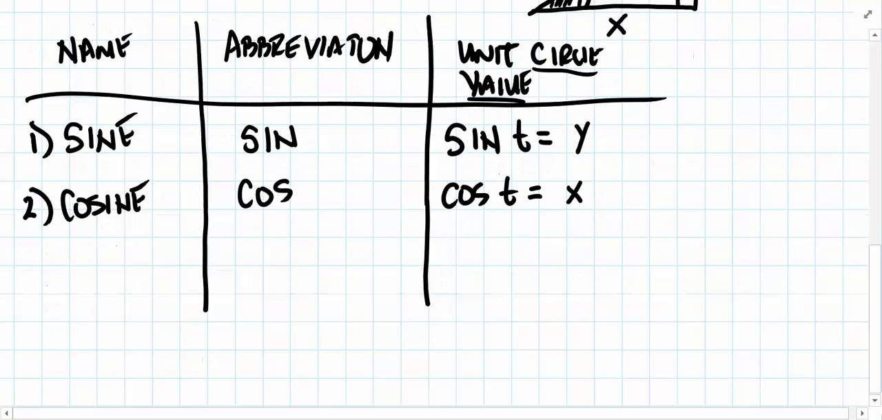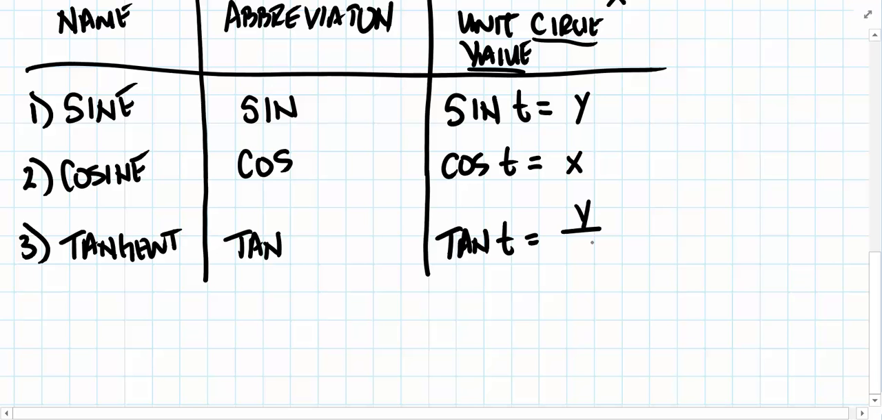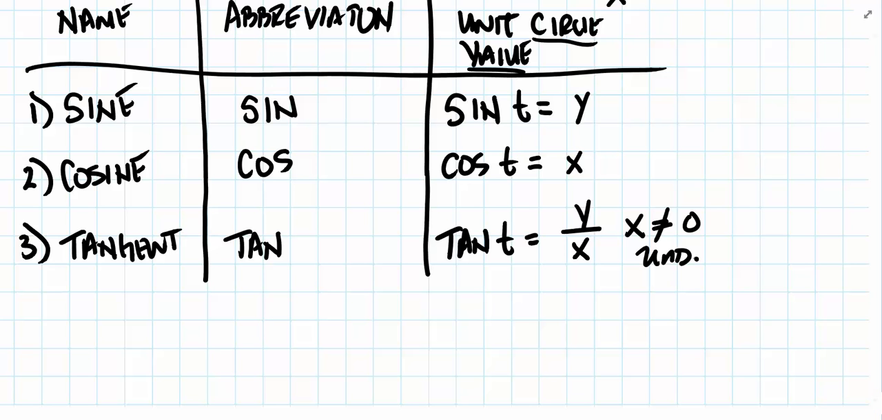Move up a little bit here. The third one is tangent. The abbreviation for tangent is TAN, T-A-N. And the definition for the unit circle? The tangent of angle T is defined to be y divided by x as long as x is not what value, everybody? If x equals 0, we call that undefined. So there are some angles out there for which the trig function is not defined because we can't draw a triangle to make it work for ourselves, okay?